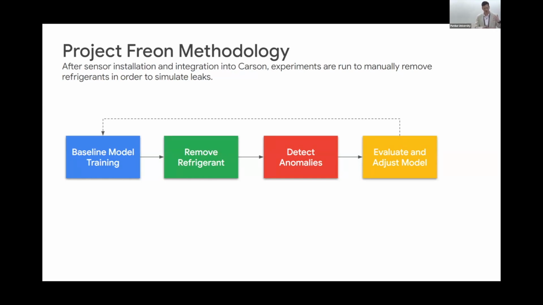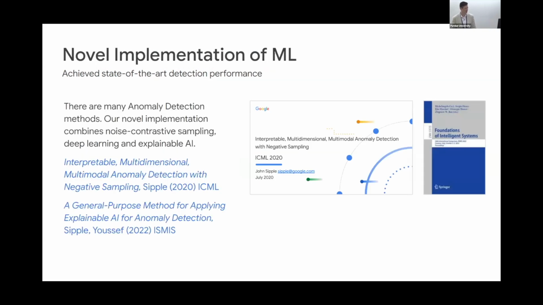And then from 2 of them, we'll remove some refrigerant at a controlled amount. Maybe 10%, maybe 20%. And so we know exactly how much refrigerant is in there. And then we'll say, well, given the baseline training, can we detect it at X amount of leakage? And then we'll evaluate and adjust the model as we go on. This is ongoing right now. This is the 3rd year. I'm showing you results from the 2nd year, last year's results, but this is an ongoing project that's expanding.